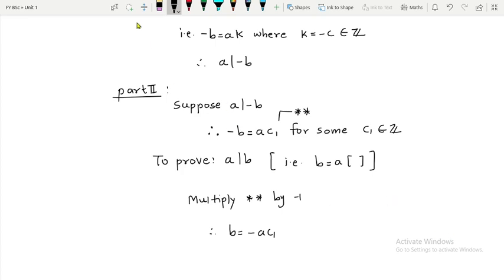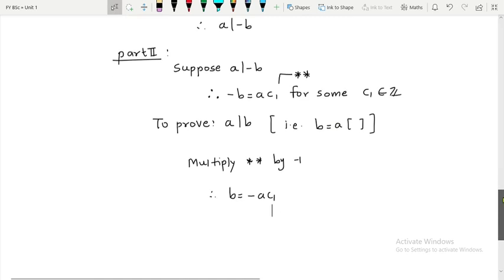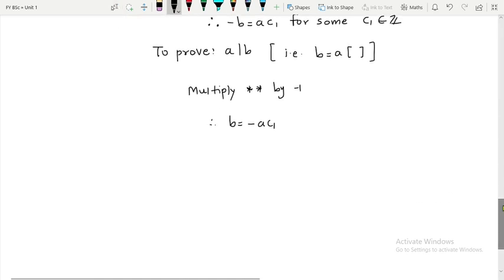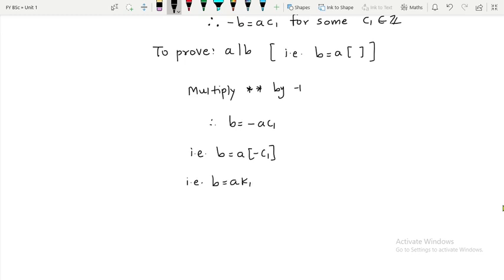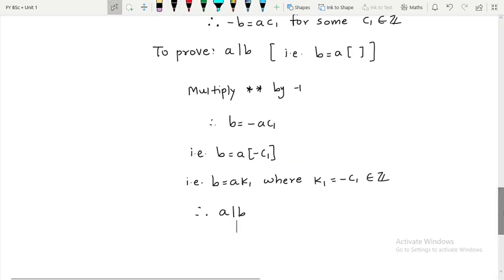Again the same question, but what we have to prove? We have to prove that b is equal to a multiplied by some integer. Again the adjustment. This b can be written as a multiplied by minus c1, and that is nothing but b is equal to a multiplied by k1, where k1 is nothing but minus c1, which belongs to z, and therefore a divides b, and that is what we wanted to prove, right?